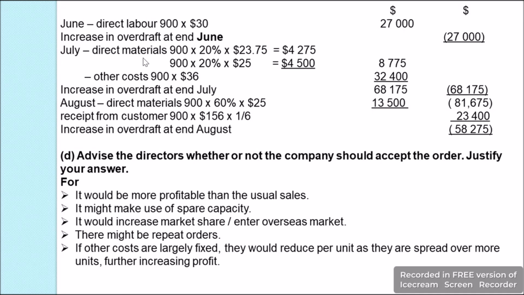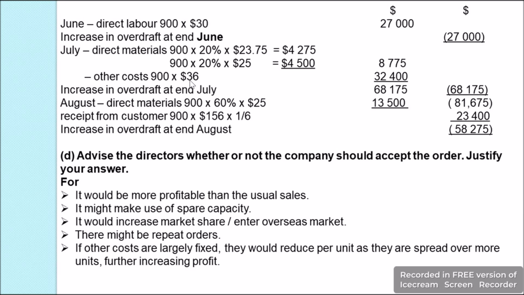Then in the month of July, what we are going to do, we are going to pay 20% of the direct material purchase for the 900 units which have been produced, and this will be at a discount of 5%. So 900 times 20% times 23.75, we get the value as $4,275. Then 20% is without the 5% discount, so 900 times 20% times 25 will be $4,500. So when we add this, it will be $8,775. Then the other cost will also be paid in the month of July, and the unit rate for other cost is $40.